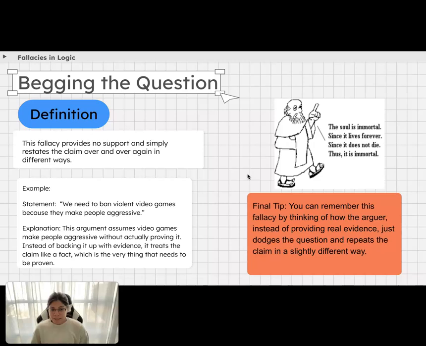Now, circular reasoning is a specific type of begging the question where the argument literally restates itself, but in different words. So the Bible is true because God wrote it, and we know God wrote it because the Bible says so. So this argument circles back to the same claim without offering new proof per se. Okay, now some of the key differences between those two are that begging the question hides the assumption within the premise, and circular reasoning more obviously restates the claim as proof. They're both faulty, but watch out when you're analyzing and trying to identify them in an article.